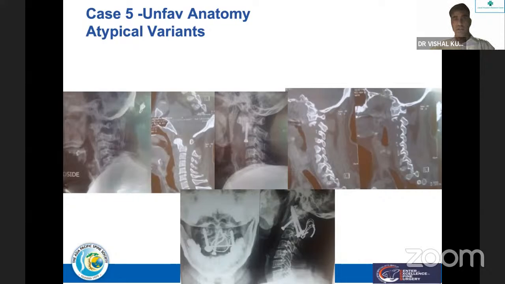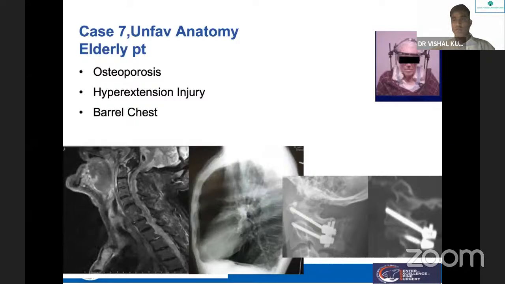And of course, osteoporosis is a serious contraindication. You must avoid putting in an anterior screw in patients with osteoporosis or with hyperextension injury and posterior displacement. Anterior screws are bound to fail in such patients. So posterior surgery is the mainstay in such patients.